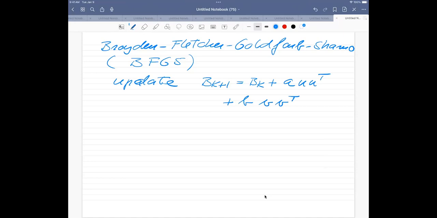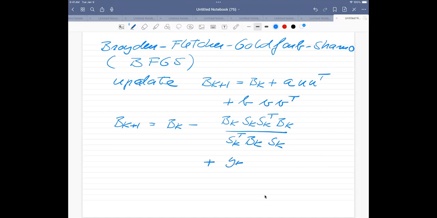And then you can show that this b of k plus 1 is equal to b of k minus, and I'm just setting up the final expressions here. And these are the expressions which are encoded in these libraries. So b of k, so this gets a little bit more complicated, and you see quickly why you don't often want to use these methods. Now s of k plus a y of k, if I've written everything correctly, divided by y of k times this quantity s of k.